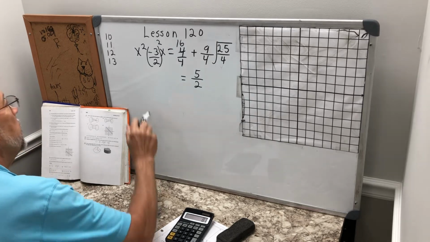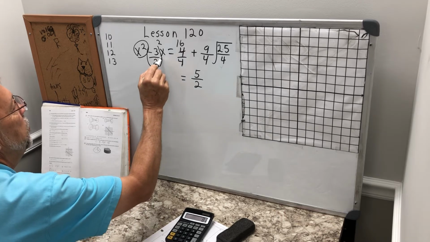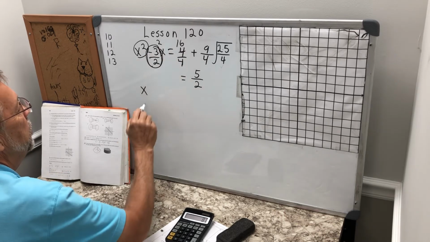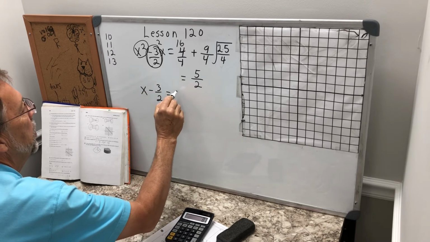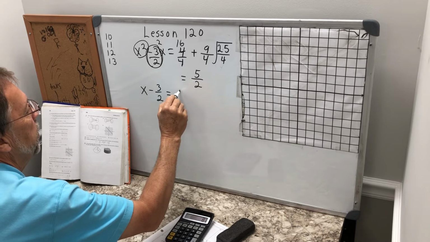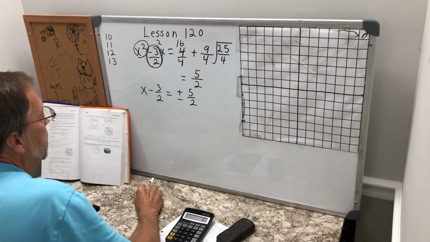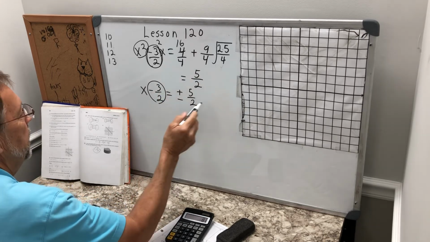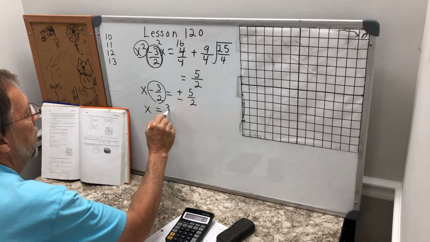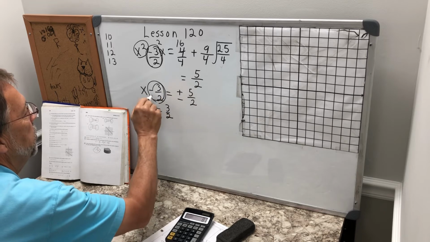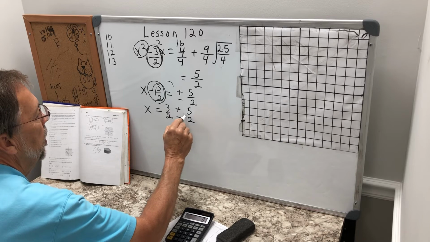Next step, x squared, we will rewrite it as a x. And we use this fraction. It's a negative 3 over 2, just like it stands there. Negative 3 over 2 equals plus or minus 5 over 2. Next step is to move this number to the right side so that x is isolated. X equals 3 over 2. Again, I took this number, moved to the other side. Plus or minus 5 over 2.